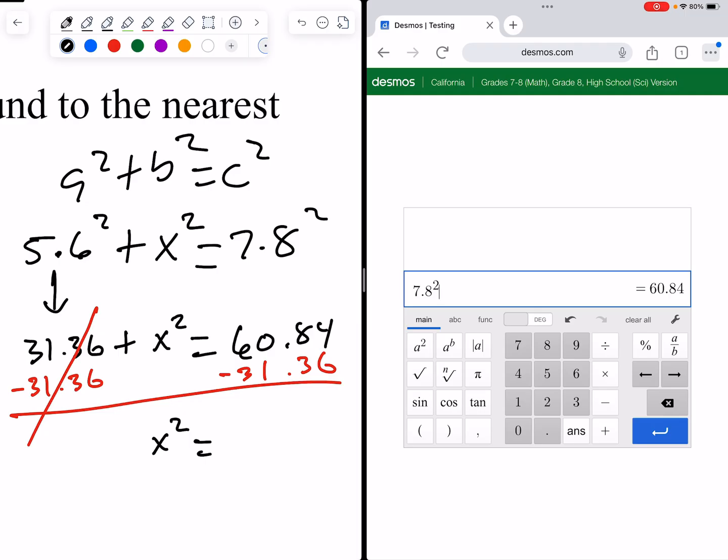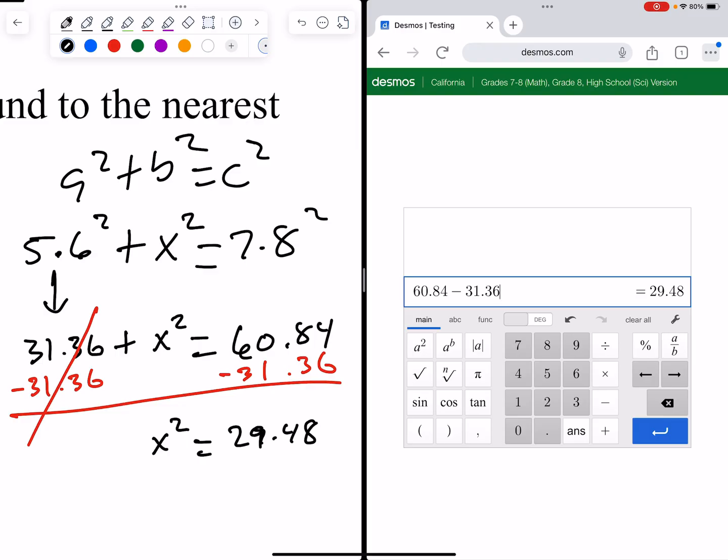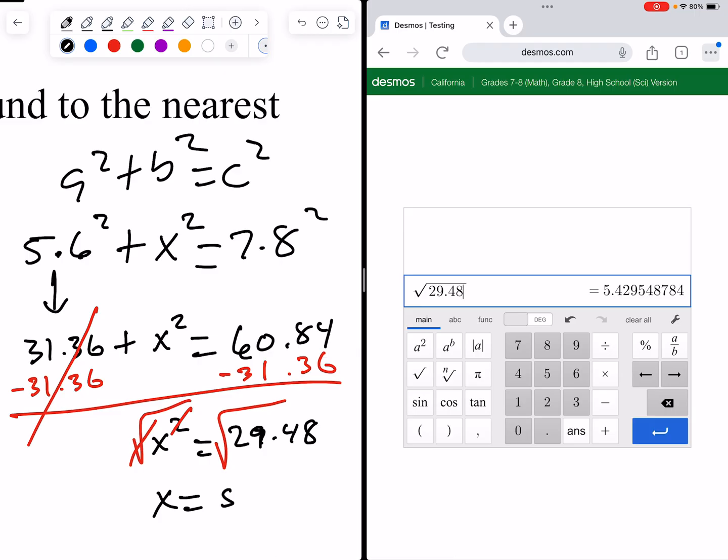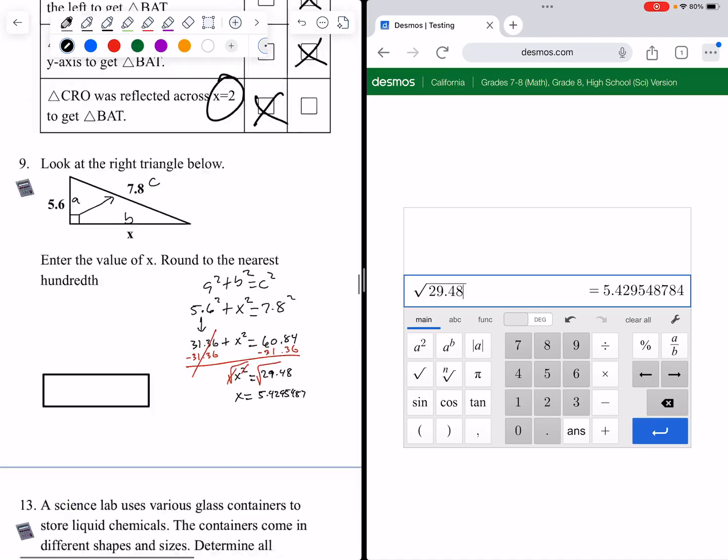And I got 60.84 minus 31.36. And I got 29.48. So again, how do I get rid of the square? I take the square root. That gives me 1x. And I take the square root of 29.48. And I get 5.4295487, and so on.